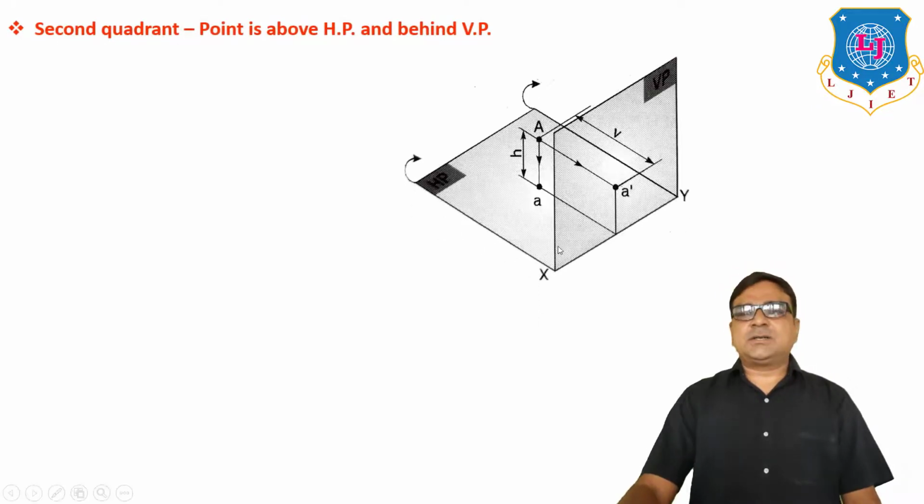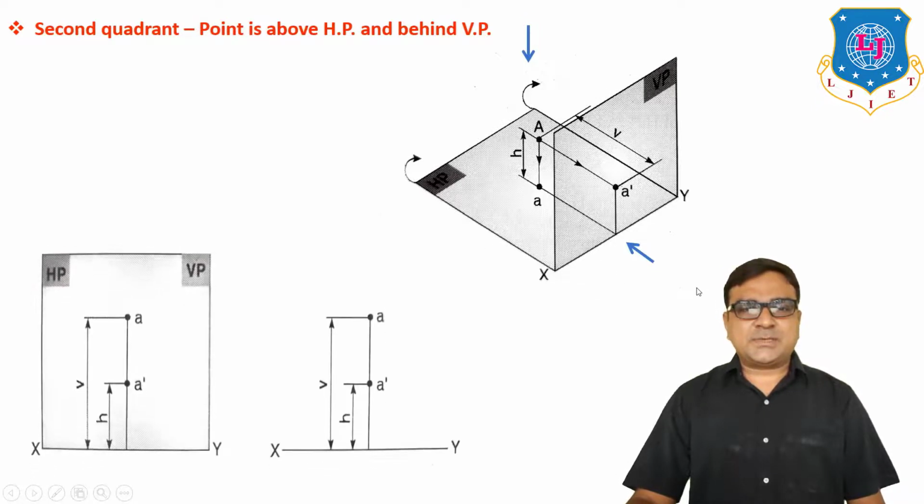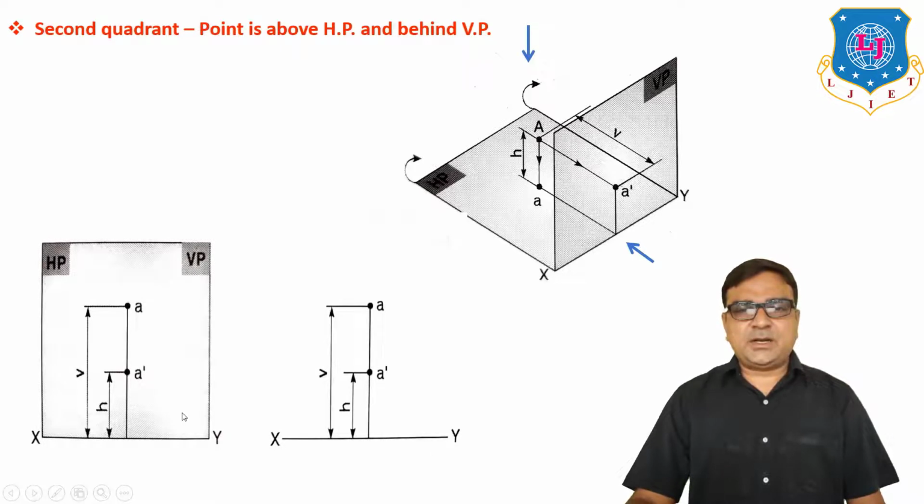Now for the second quadrant, point A is in the second quadrant, which is above HP and behind VP. So capital A is our object. When you're looking from the front, the projection of A on the vertical plane is A dash, and from the top view, the projection of A on the horizontal plane is small a. Now when you rotate the horizontal plane clockwise, the vertical plane and horizontal plane both overlap. So the front view and top view of the orthographic projection is shown like this.